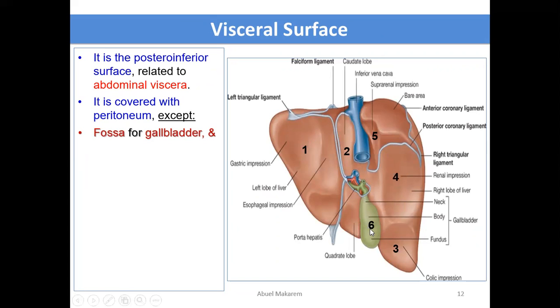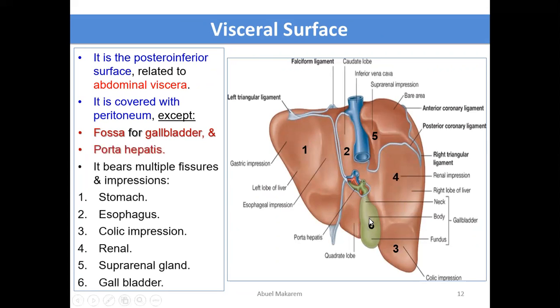Below that it cannot cover because the gallbladder is covering that region, as well as the porta hepatis, where it is surrounding but not covering. As well as where the inferior vena cava is. So that area is also called the bare area. Okay. So the visceral surface bears multiple fissures and impressions, many of them.